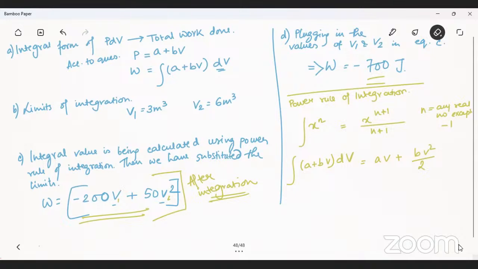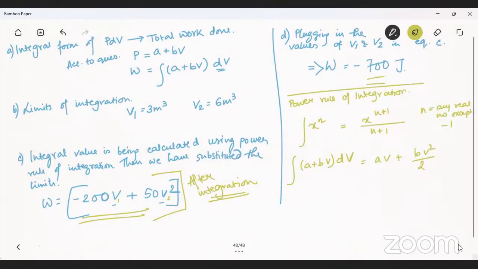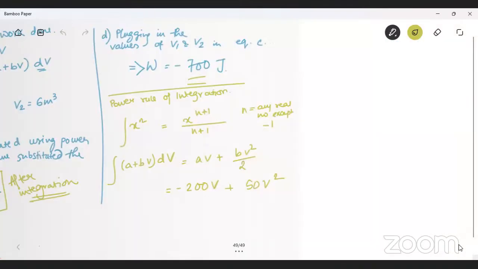Now I have just put the values of A, which is minus 200, so minus 200 V plus, what was B? 100, so 100 V square by 2, that is 50 V square. Is this part clear now? Yes, ma'am. Good. So now, how are we substituting the values?